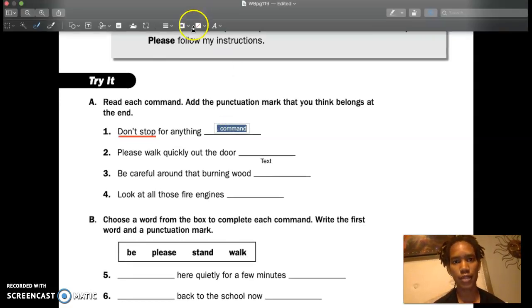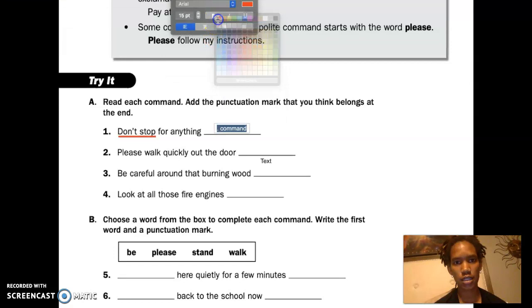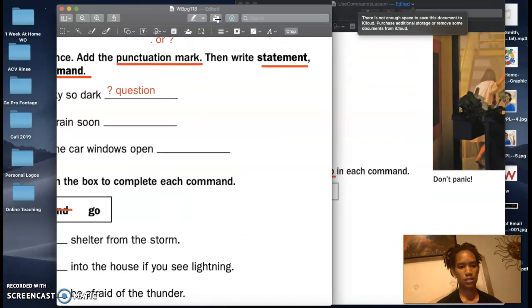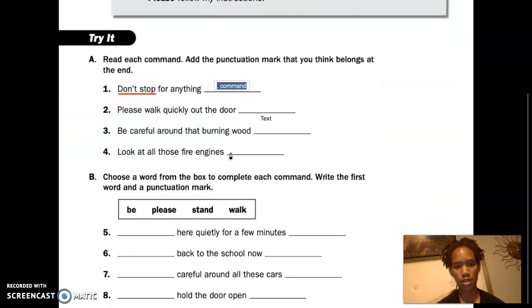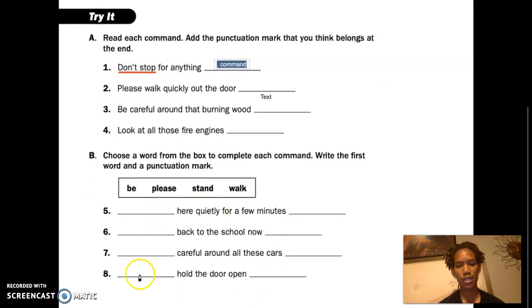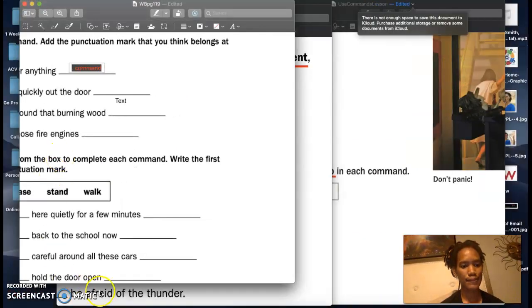All right. Guys, we don't have much time here, but you're going to do the same thing here. And then you're going to write a punctuation for the word. Okay. So yes, I will put the example there for you guys when I upload it.